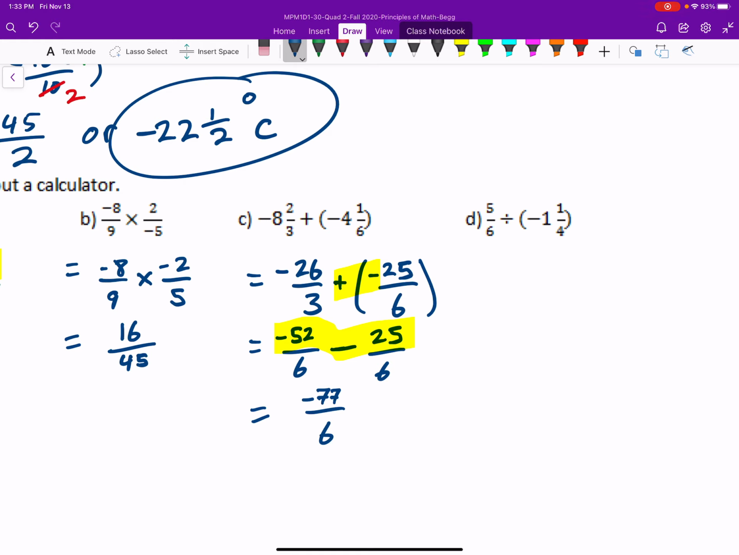It started as a mixed fraction, so if you really wanted to, I know that 6 goes into 77 12 times, with 5 left over, and the minus sign would go in the very front.